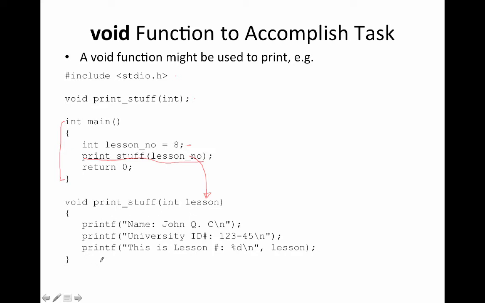Well, all the function does is it prints. It's going to print name, John QC, university ID number 12345. This is lesson number, and then the value of lesson, which is 8. So that's the end of the function.